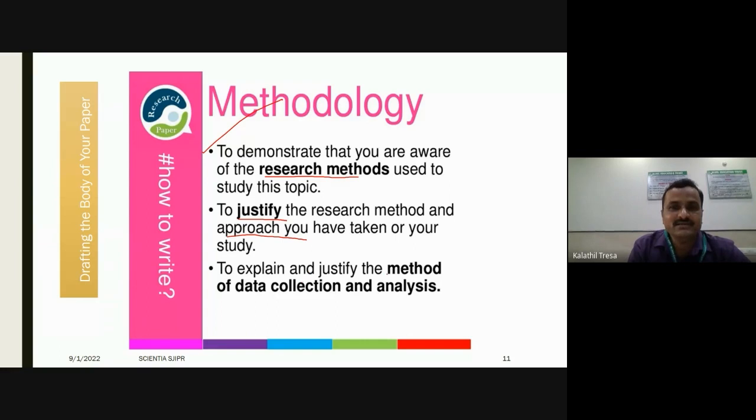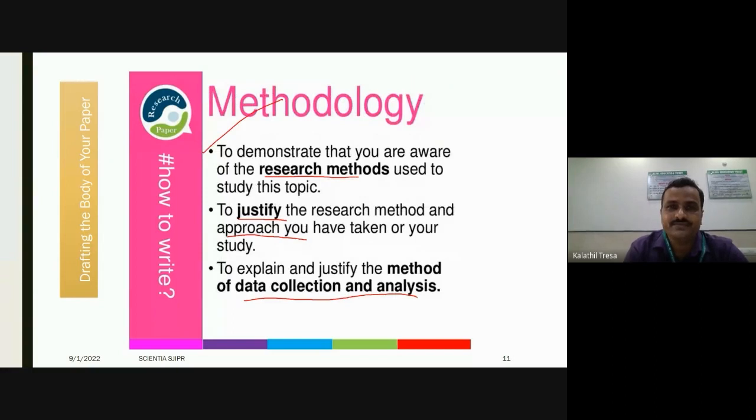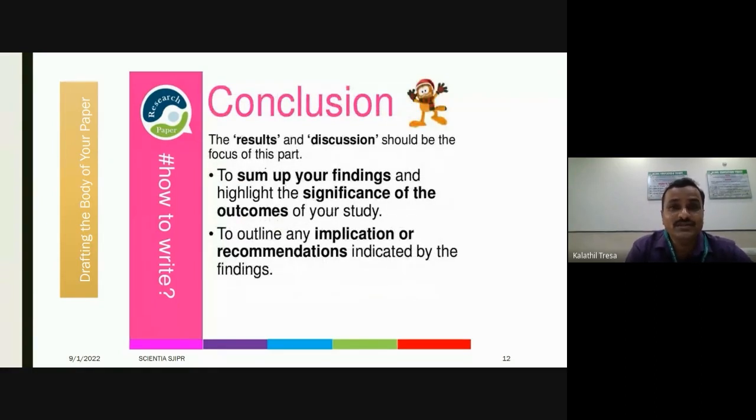Then explain the method of data collection and analysis. Here, how the method is used and the justification for data analysis of that method, that we have to write in the methodology part. And next one, the conclusion, that is related with the results and discussion.